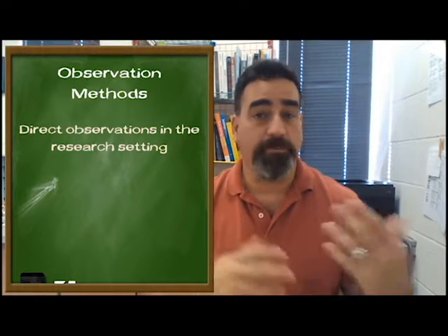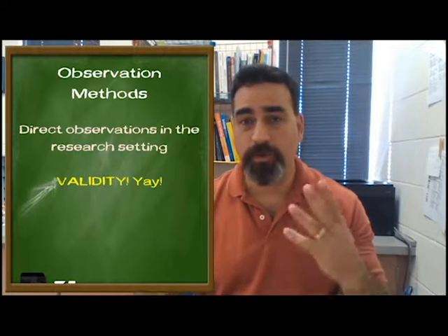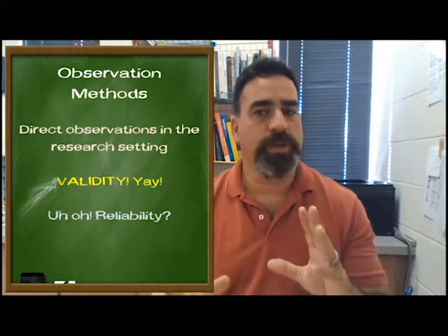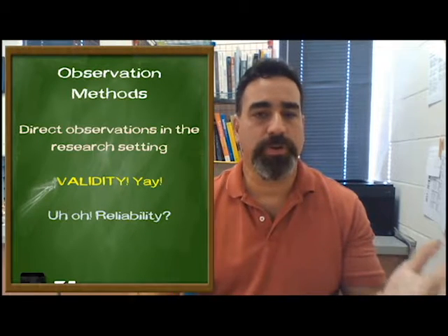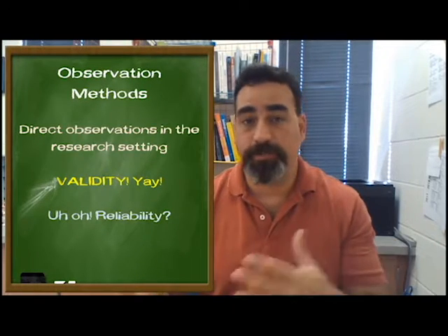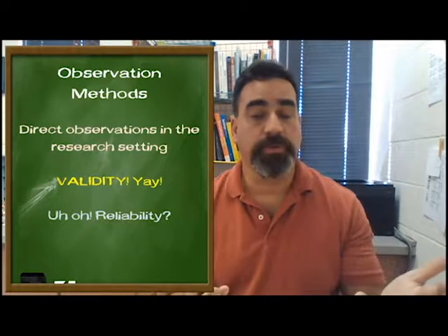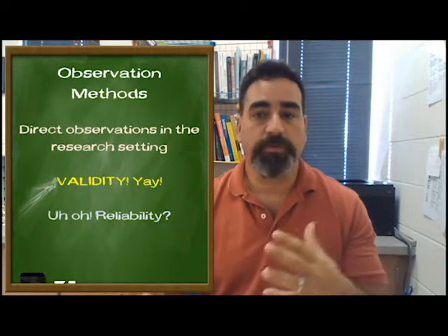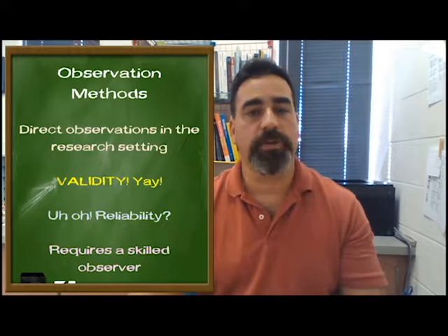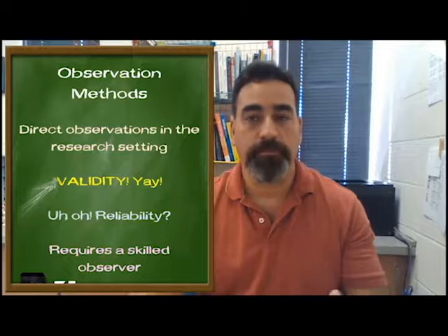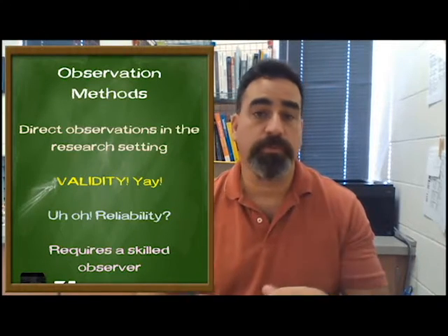This is a great way to get valid data, as the researcher is directly witnessing and recording what's going on. Reliability becomes more of an issue, however, because it's hard to reproduce the research in a different setting. And all observations, even by a trained researcher, are subject to interpretation. That's why observation techniques require a highly trained observer who can ground his observations in sound social theory. It also helps if he can support his observations with more empirical quantitative data.